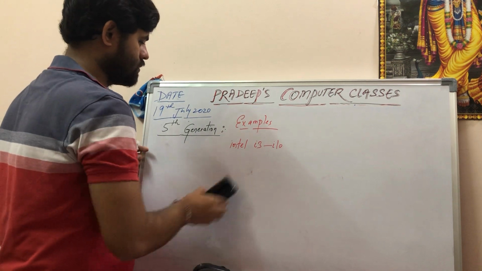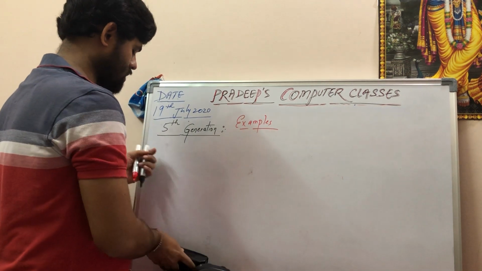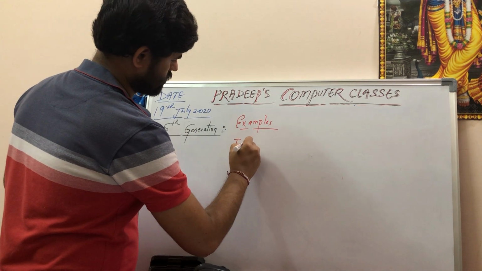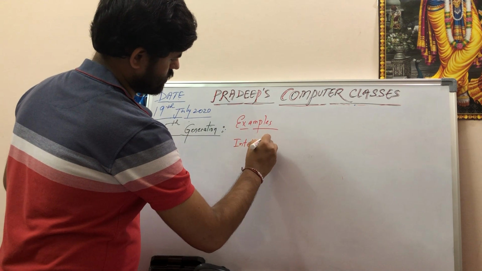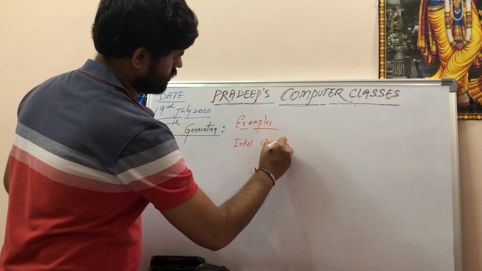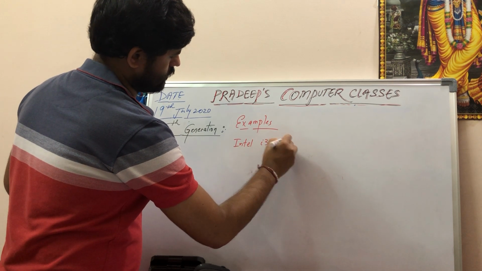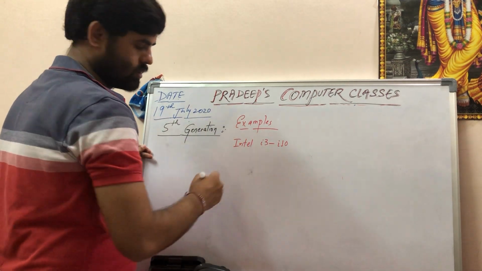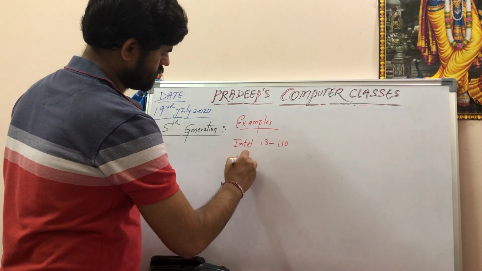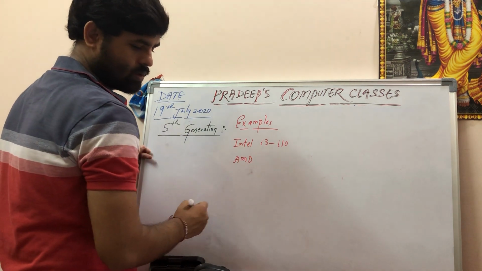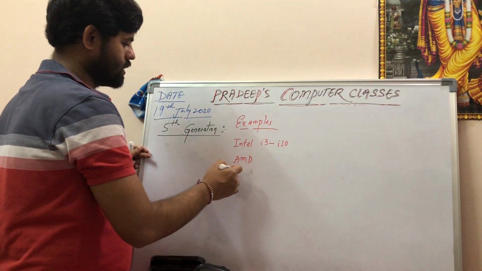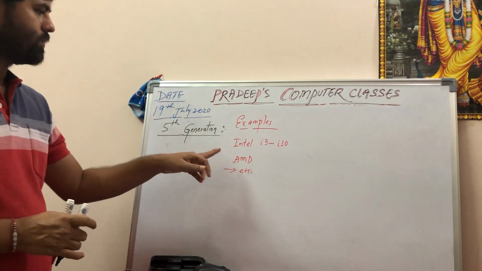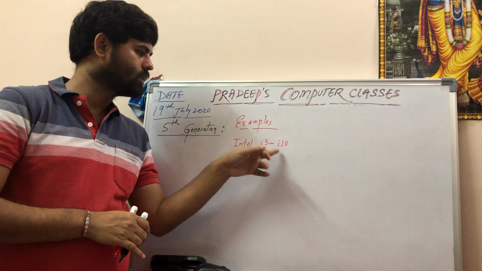Just write it a little bit more clear because you might not understand. So it is Intel i3 to i10. Okay, I will tell you what i3 to i10 is. AMD. Okay, these two things are there. Many more are there, etc., but you can write it down. So see, I am saying that Intel i3 to i10.